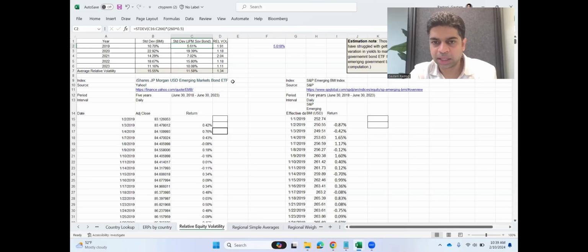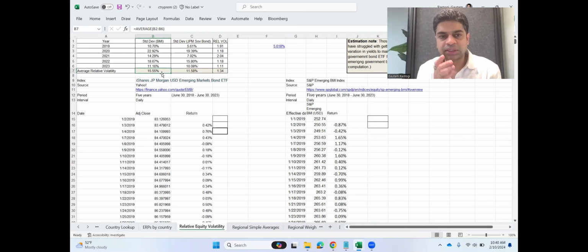And then he's pulled up the S&P Emerging Stock Market Index as well and done the same thing. He's gone back 5 years and for each of those years, he has pulled the standard deviation. And then he's taken the average standard deviation. So the standard deviation of the stocks in the emerging markets, not just one emerging market but the entire emerging universe, is divided by the standard deviation of the emerging bond market, which is 11.58, and he's arrived at 1.34.